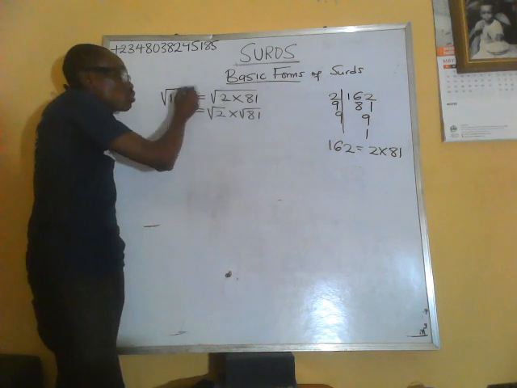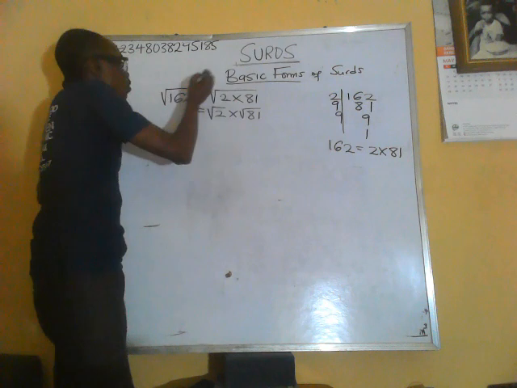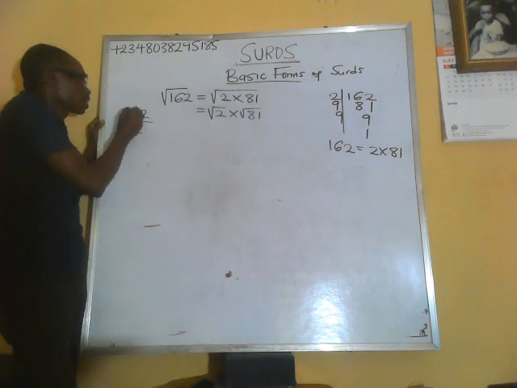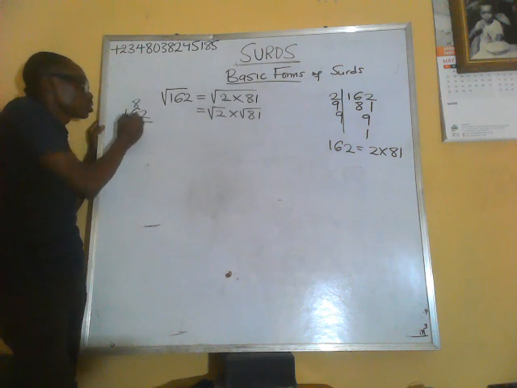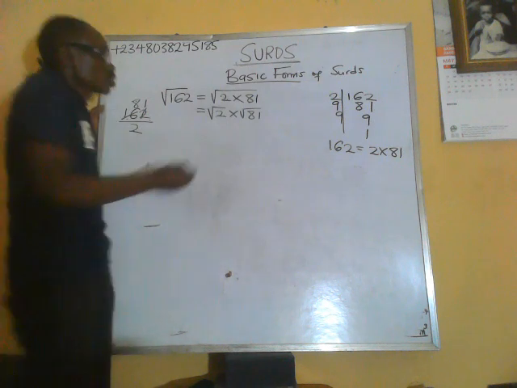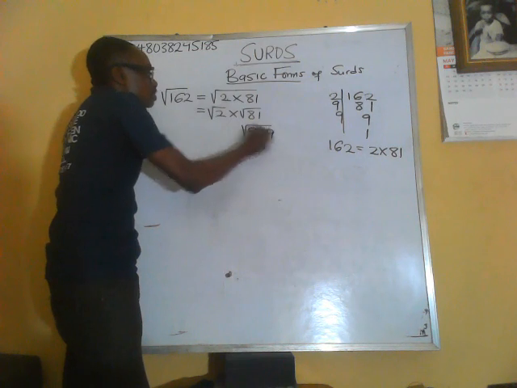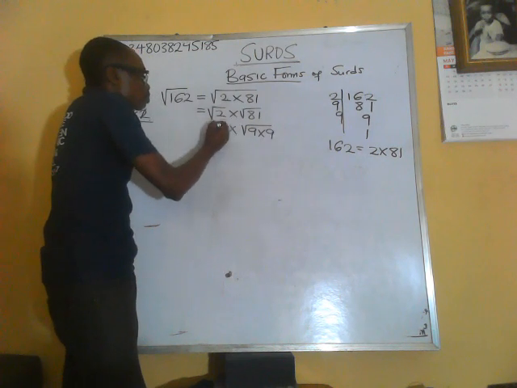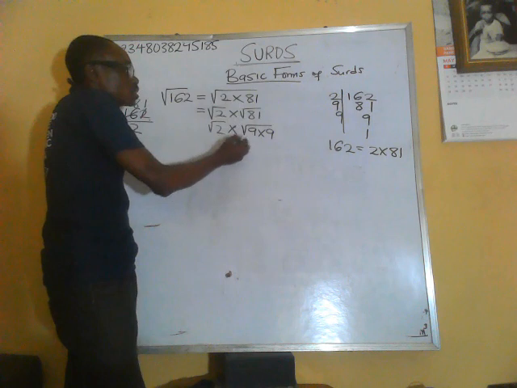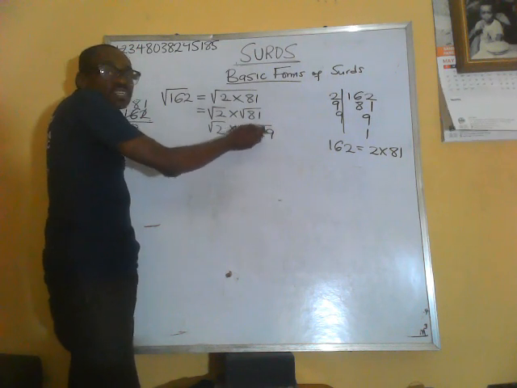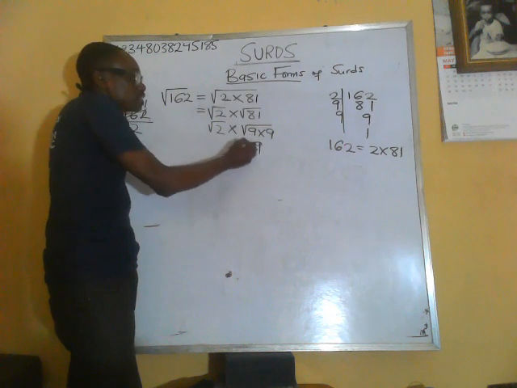2 times 81 gives us 162, because if you divide 2 in 16, 8. 2 in 2, 1. 2 times 81 will land you on 162. So 81 is what? 9 times 9. So the square root of 9 times 9, of 81, is what? 9.